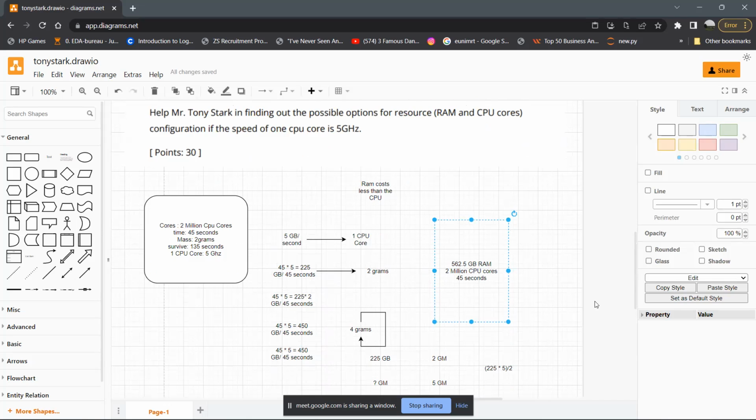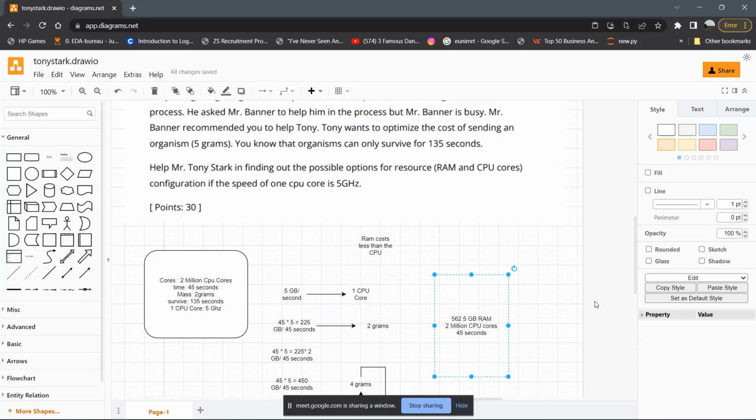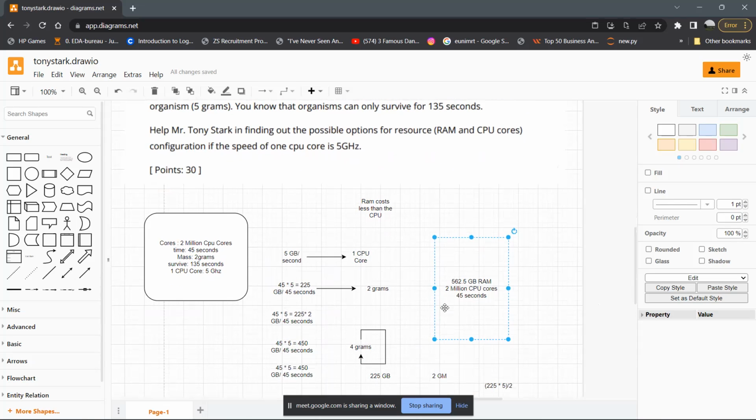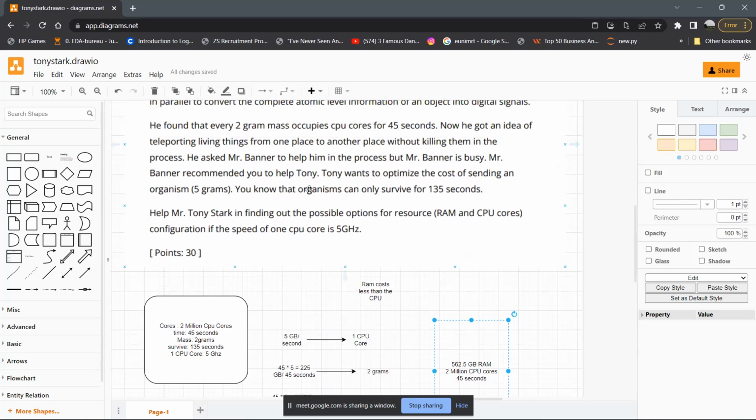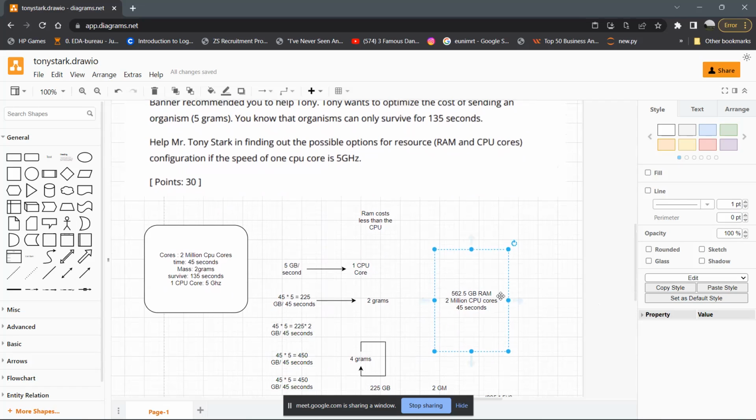But why do we want to have the organism transferred in 135 seconds? We have a solution that can get it there faster. I can increase the number of CPU cores and get it in 1 second also, right? But when it says organisms can only survive for 135 seconds, what does that mean? If you are able to reduce the cost and increase the time, it's okay, right? So if you are reducing the number of cores, your cost will decrease.